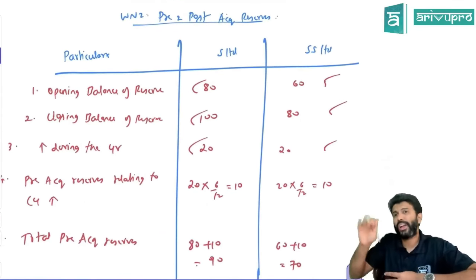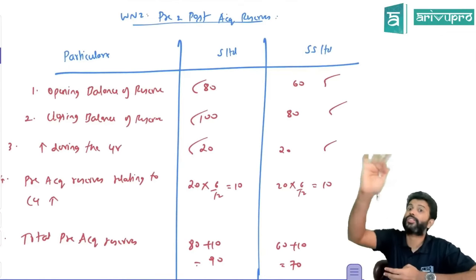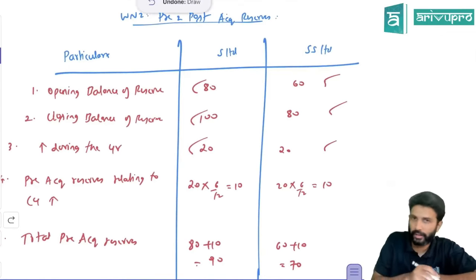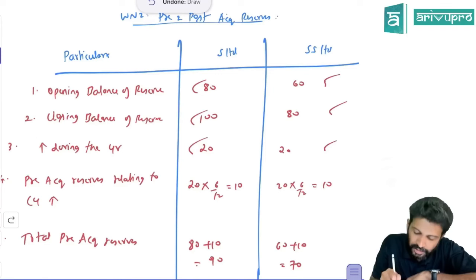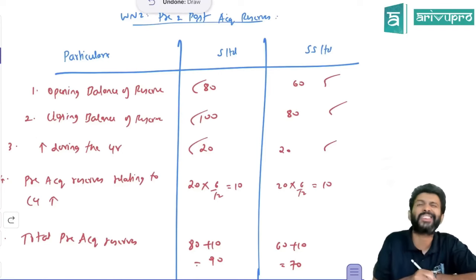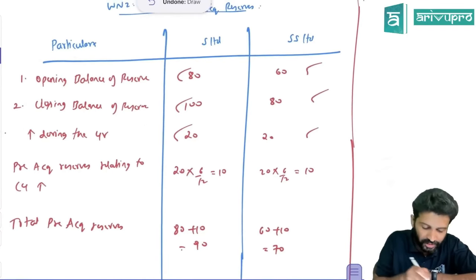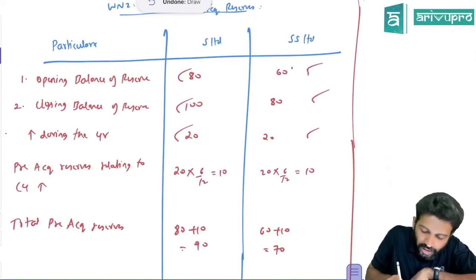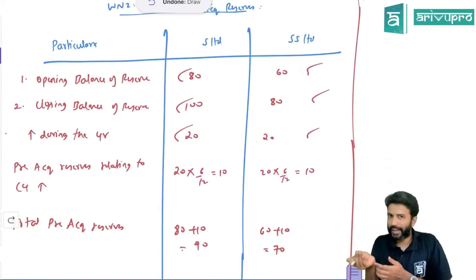And we got the control only after 6 months in the current year. So the first 6 months has already passed. This 20 is for the whole year, meaning for 12 months. For 6 months, how much? For 6 months, the increase is 10. This was already there. That means this is pre-acquisition profit. Opening balance of reserve was there before parent got the control.